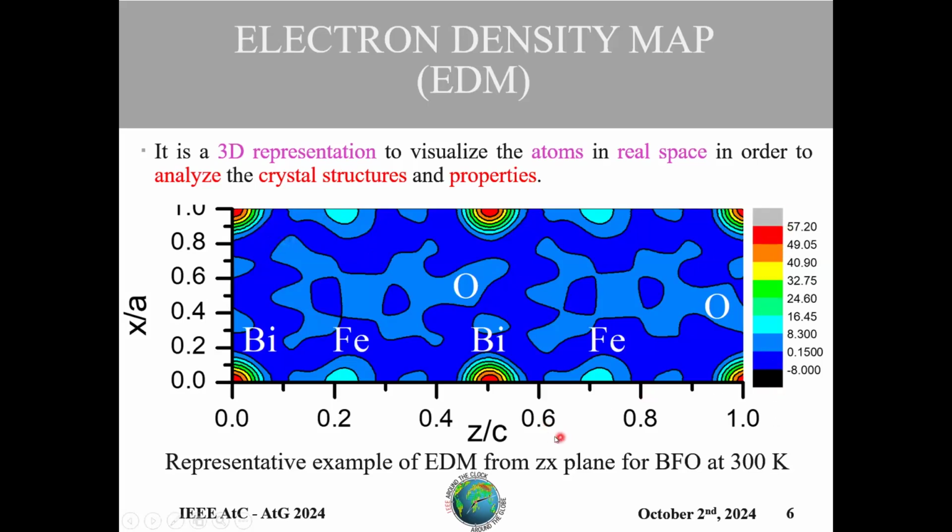This here is a representative example of the electron density map for our chosen perovskite, which is bismuth iron oxide at 300 Kelvin, from the ZX plane. The regions of high electron density indicated here and here are the positions of the atoms bismuth, iron, and oxygen.